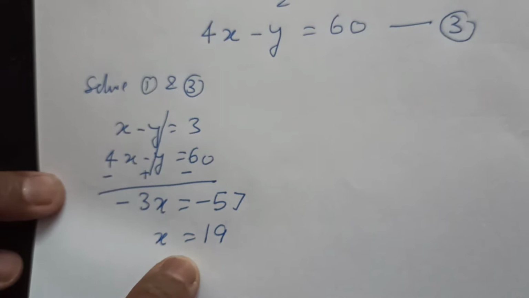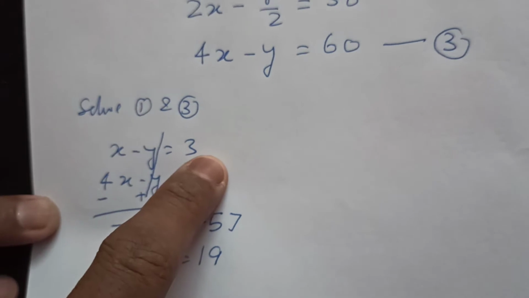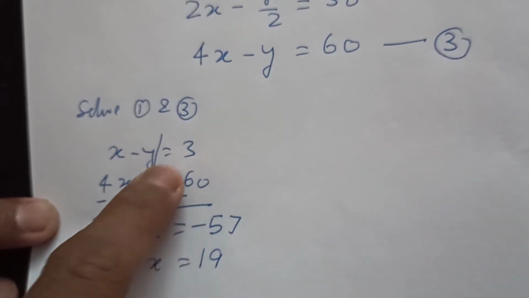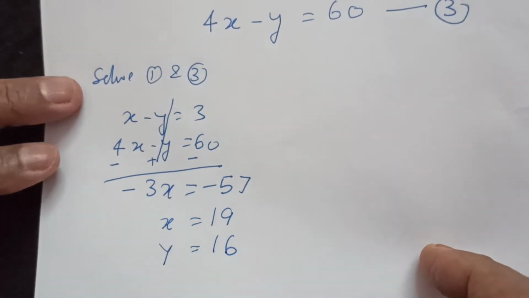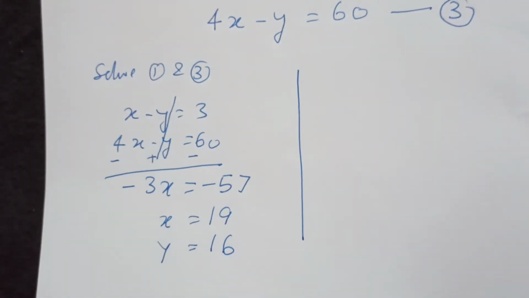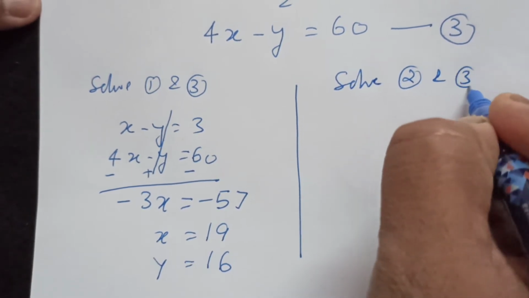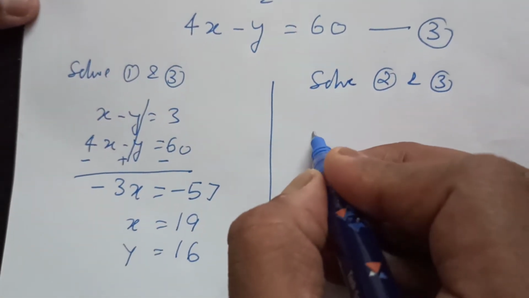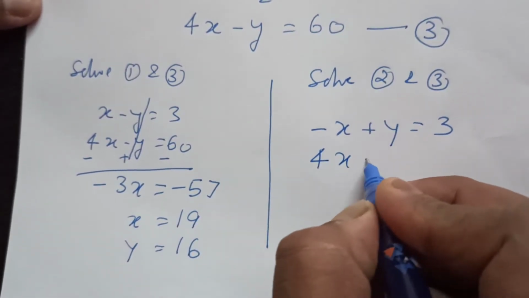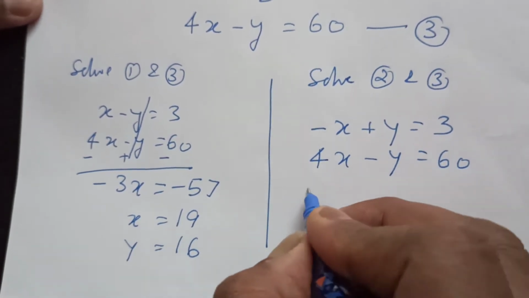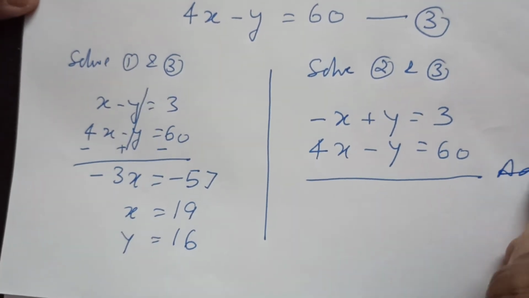If I substitute this value of X back into this equation, 19 minus Y is equal to 3. So minus Y is equal to 3 minus 19. So Y value is 16. So this we have solved for the first equation and the third equation. Now we are going to solve the second equation and the third equation. The second equation was minus X plus Y is equal to 3 and 4X minus Y is equal to 60. In this case, since Y already has the opposite sign, we add the two equations.